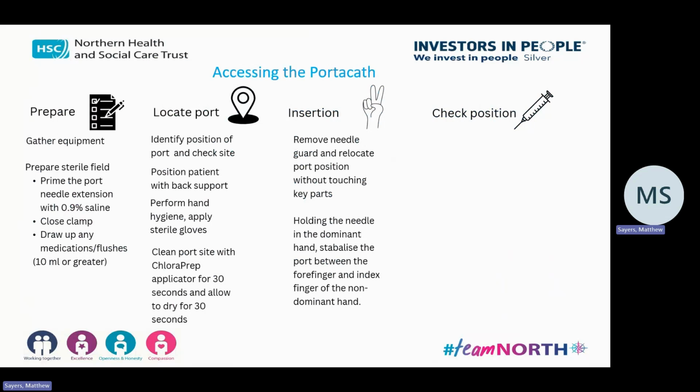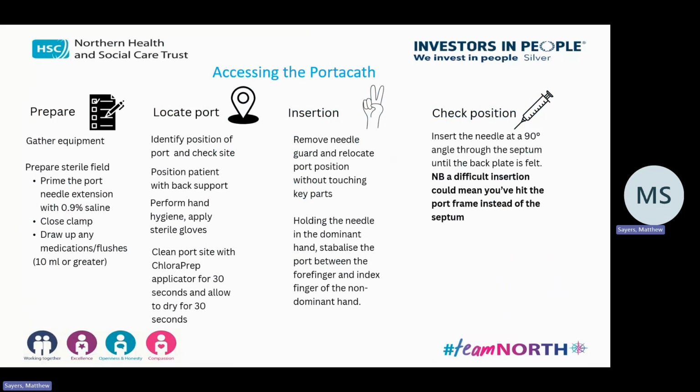So holding the needle in the dominant hand, you stabilize the port, as Lisa's shown, between the forefinger and the index finger of the non-dominant hand, and then you insert the needle at a 90 degree angle. So there's literally no huge technique for that. If you've marked it, you're just pushing straight in until you feel the needle touch the back plate.